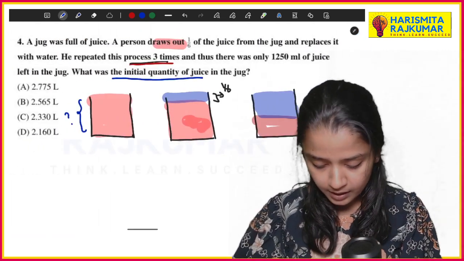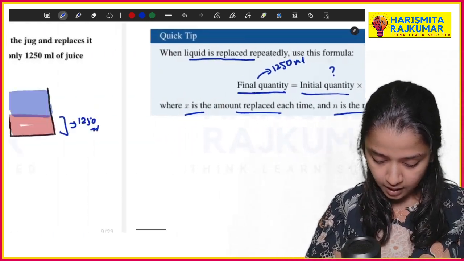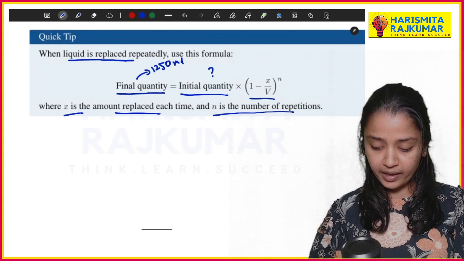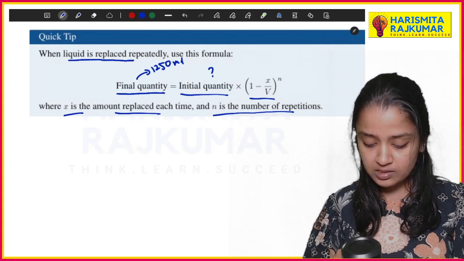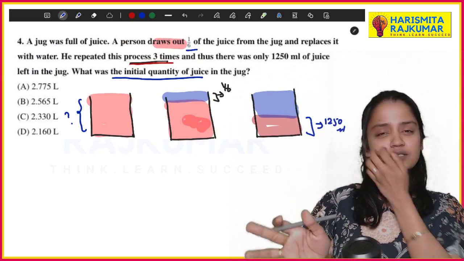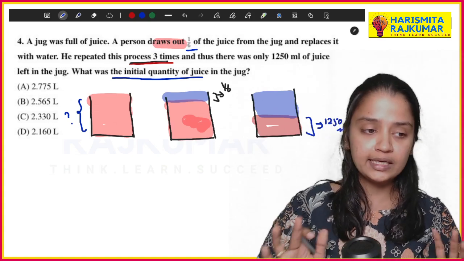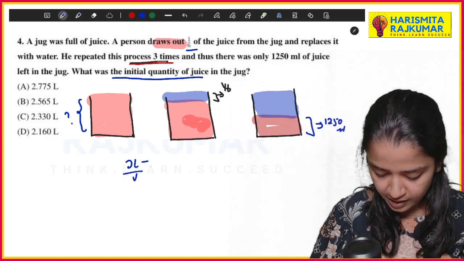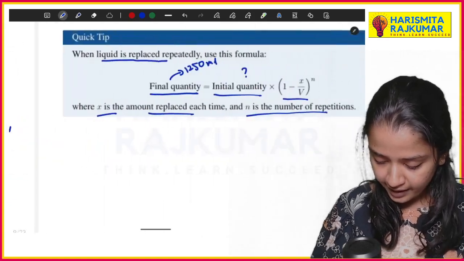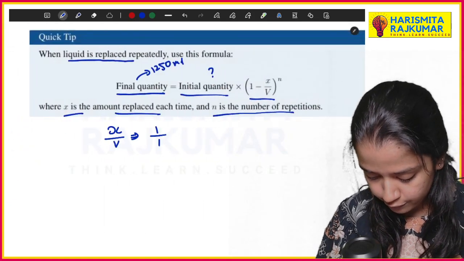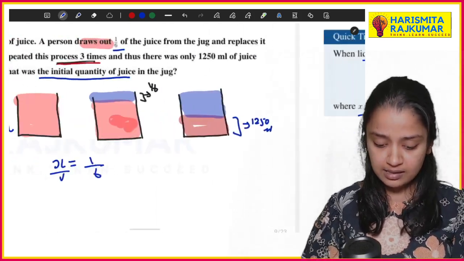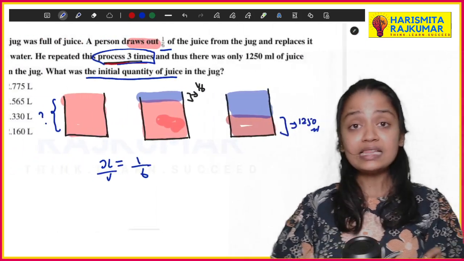Now let me say what is my x here, the amount replaced. Every time it is replaced by 1/6. So 1/6 is replaced. What is v? V is the total, I mean the ratio. V is the total amount of juice. Now it is given as a fraction itself, so we need not worry. So your x by v is nothing but 1/6. And what is my n? My x by v is the amount replaced each time, 1/6. And how many repetitions are there? Totally the process is repeated 3 times.